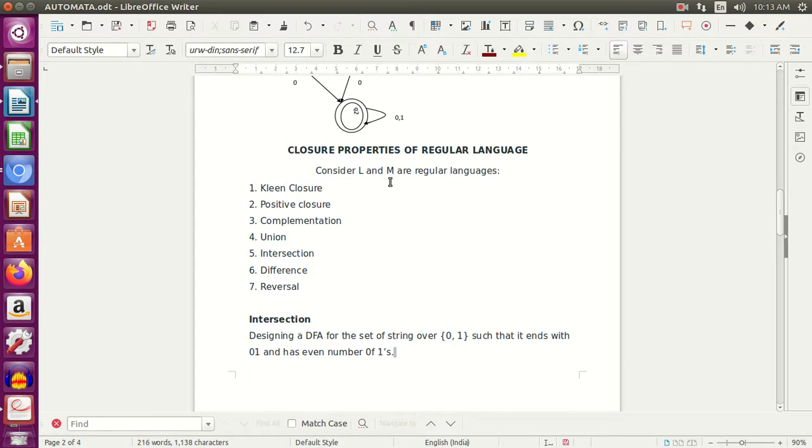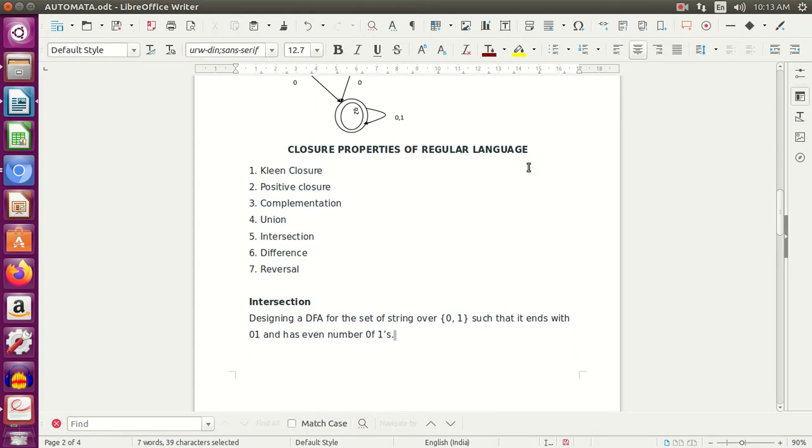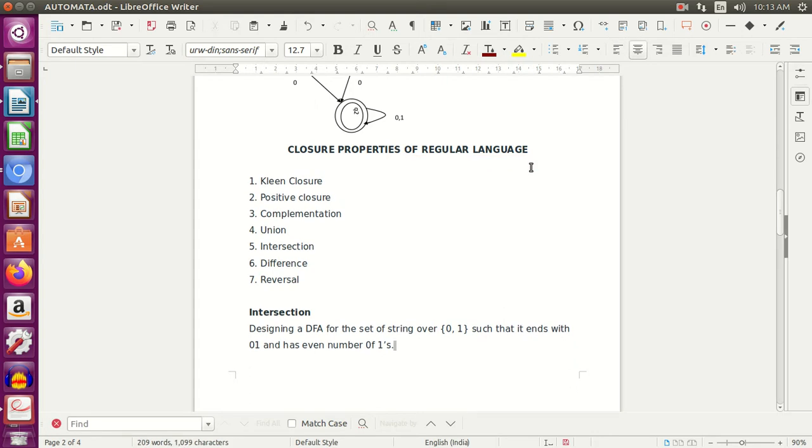So a regular language is closed under Kleene closure. All of you remember what is Kleene closure? I discussed it in the very first class. That is the alphabet set star, which contains all the possible combinations, sigma star. And then positive closure was sigma plus. Complementation, it is regular, we have just seen.